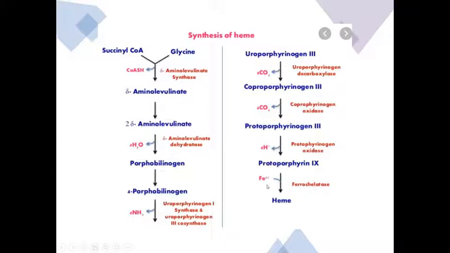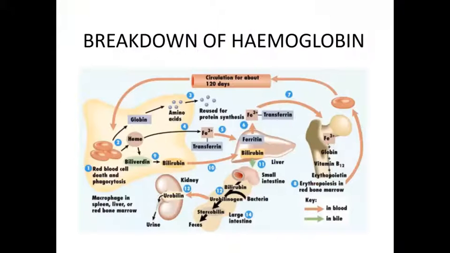So this heme will finally combine with the globin. Globin is a 2 alpha 2 beta chain, and heme plus globin form the hemoglobin. So this is how the synthesis of heme takes place, and finally this heme combines with the globin to form the final hemoglobin.